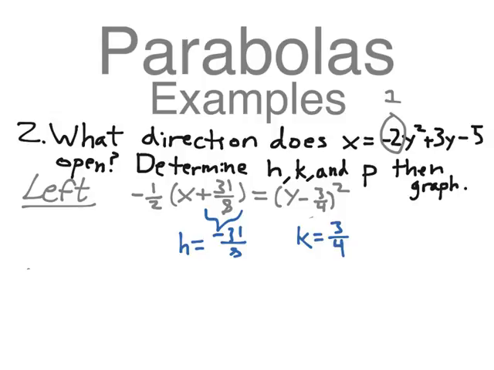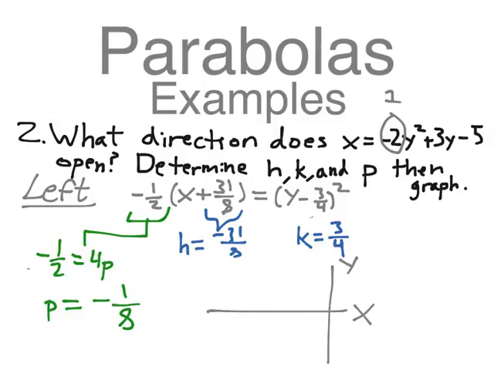We also know p. Because this negative 1/2 is 4p, I can divide by 4 to give me that p is negative 1/8. The fact that p here is negative supports our decision earlier that the direction is that it opens to the left.